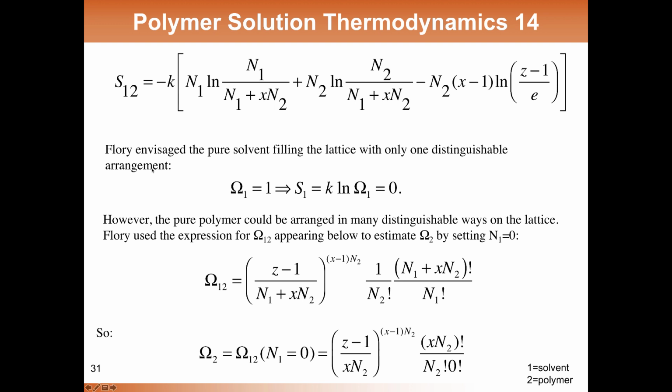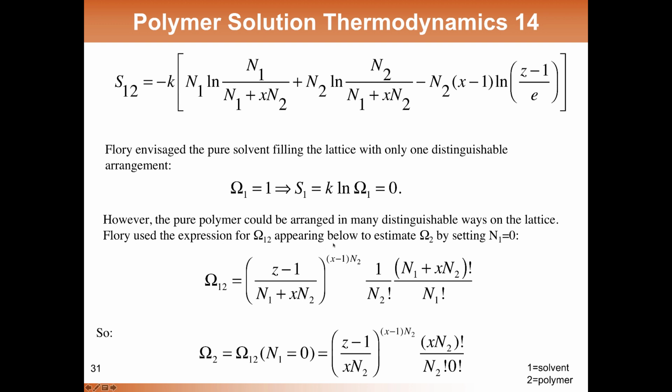Now, Flory envisioned that the pure solvent would fill the lattice with only one distinguishable arrangement. That is, once you had the polymer chains laid out on the lattice randomly, the solvent would just be sprinkled into whatever sites were left, and there'd only be one distinguishable way to arrange the solvent. Since the solvent molecules are indistinguishable, there's only one way to fill the remaining lattice sites, and so S1 doesn't make a contribution ultimately to the entropy change on mixing. However, the pure polymer, absent any solvent, could be arranged in many distinguishable ways on its lattice.